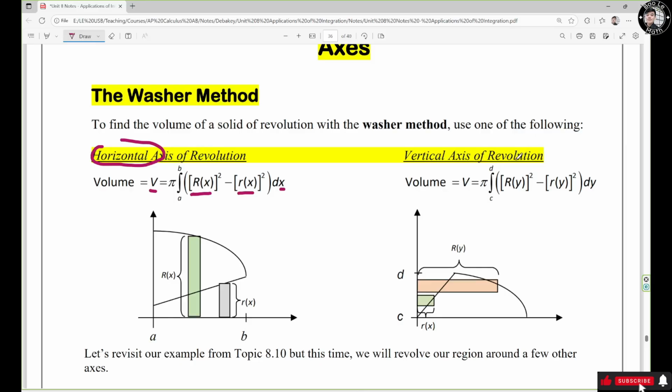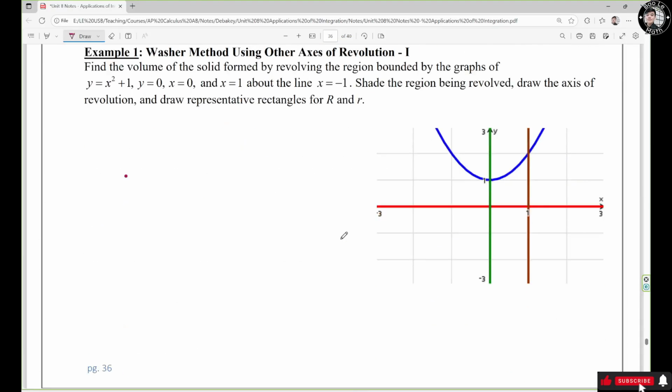Similarly, for the vertical axis of revolution, the volume is given by pi times the integral from c to d of the bigger radius squared minus the smaller radius squared, in terms of y, right? Now, remember the washer method, you always have a hole in the middle, right? Now let's take a look at the first example, washer method using other axis of revolution number 1.